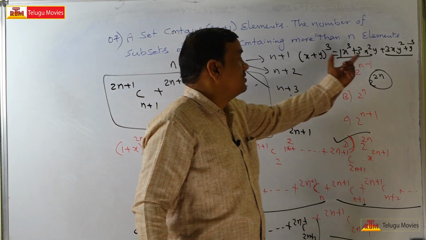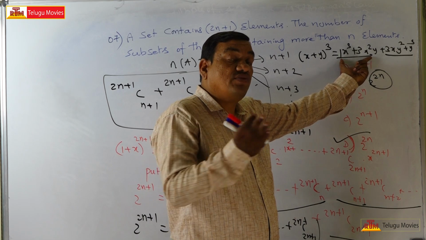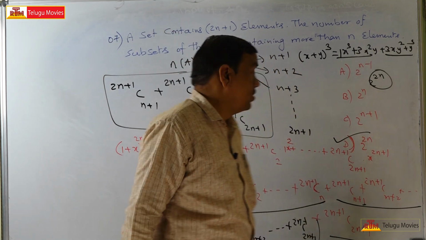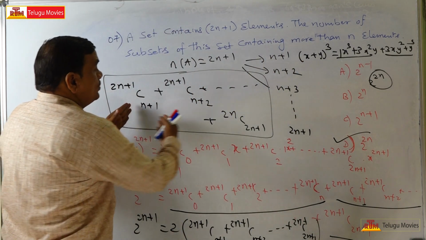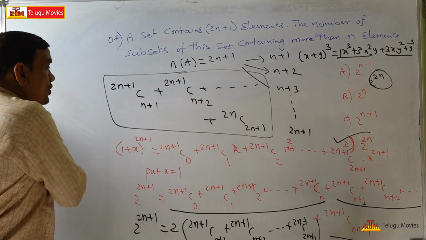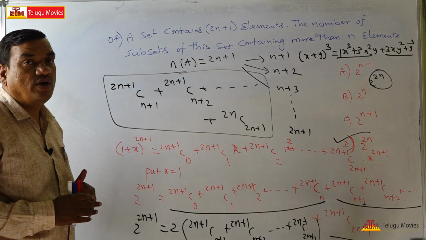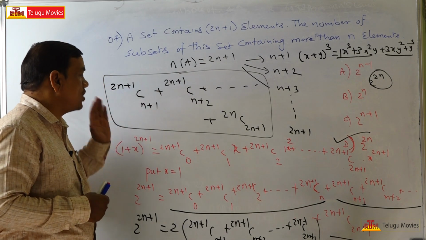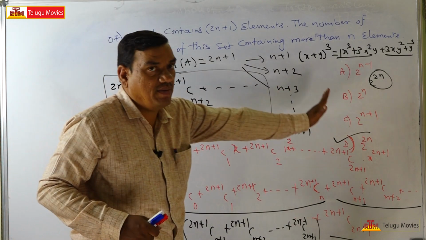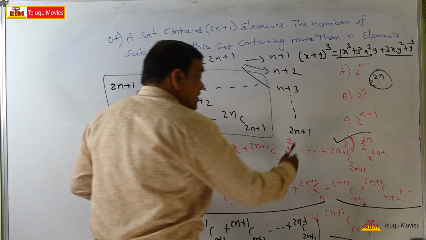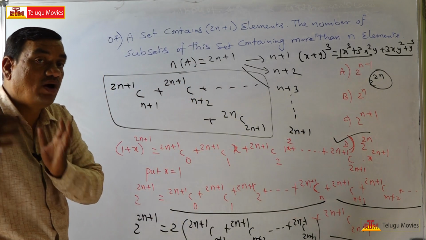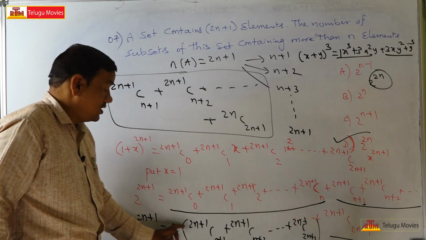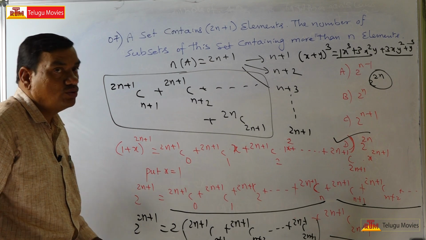In this even number of terms, the sum of the binomial coefficients of the first half is the same as the sum of the binomial coefficients of the second half. We want the second half, from n plus 1 to 2n plus 1. So 2n plus 2 terms will come. Half is n plus 1, second half is n plus 1. Understand? So the sum of the first half is the same as the sum of the second half. We want the second half, that is, divide by 2. So 2 power 2n plus 1 divided by 2 is 2 power 2n.